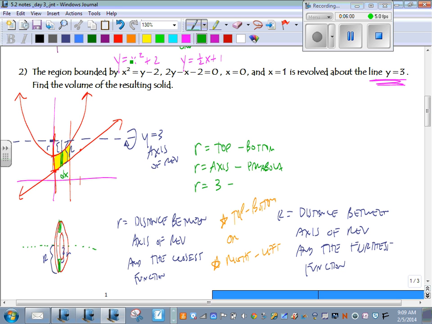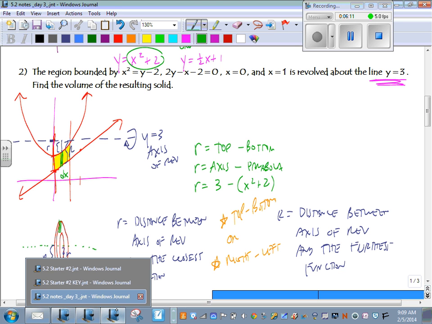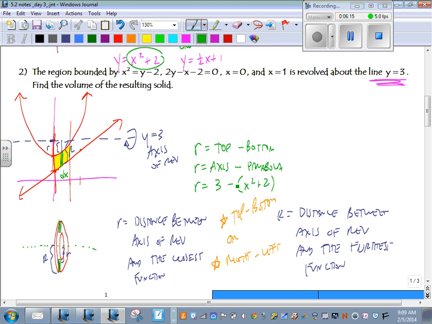Right here is our equation, right? Y is equal to x squared plus 2. So we have 3 minus x squared plus 2 for our little radius. So I would go ahead and simplify that. You can distribute that minus and say our little radius is going to be 3 minus 2, so it's just going to be 1 minus x squared.